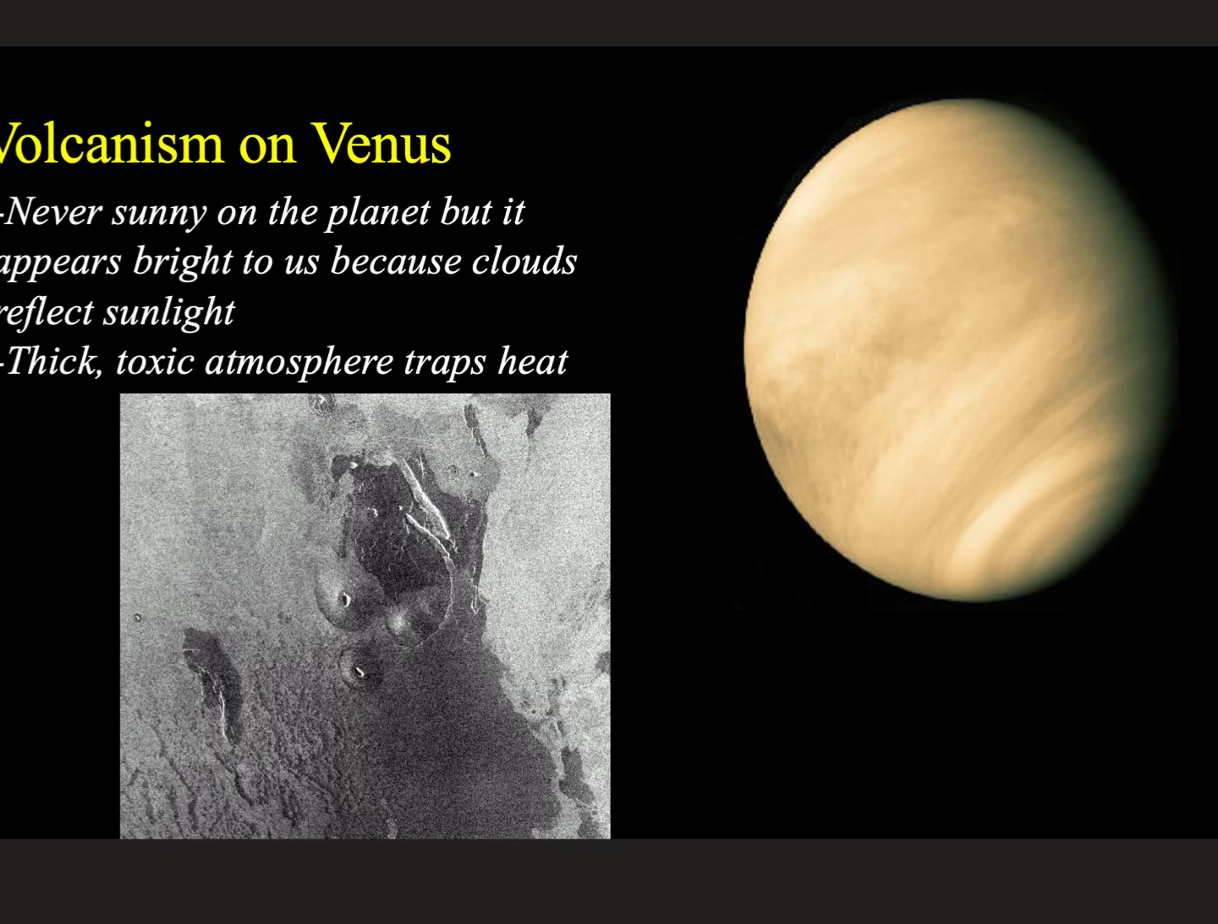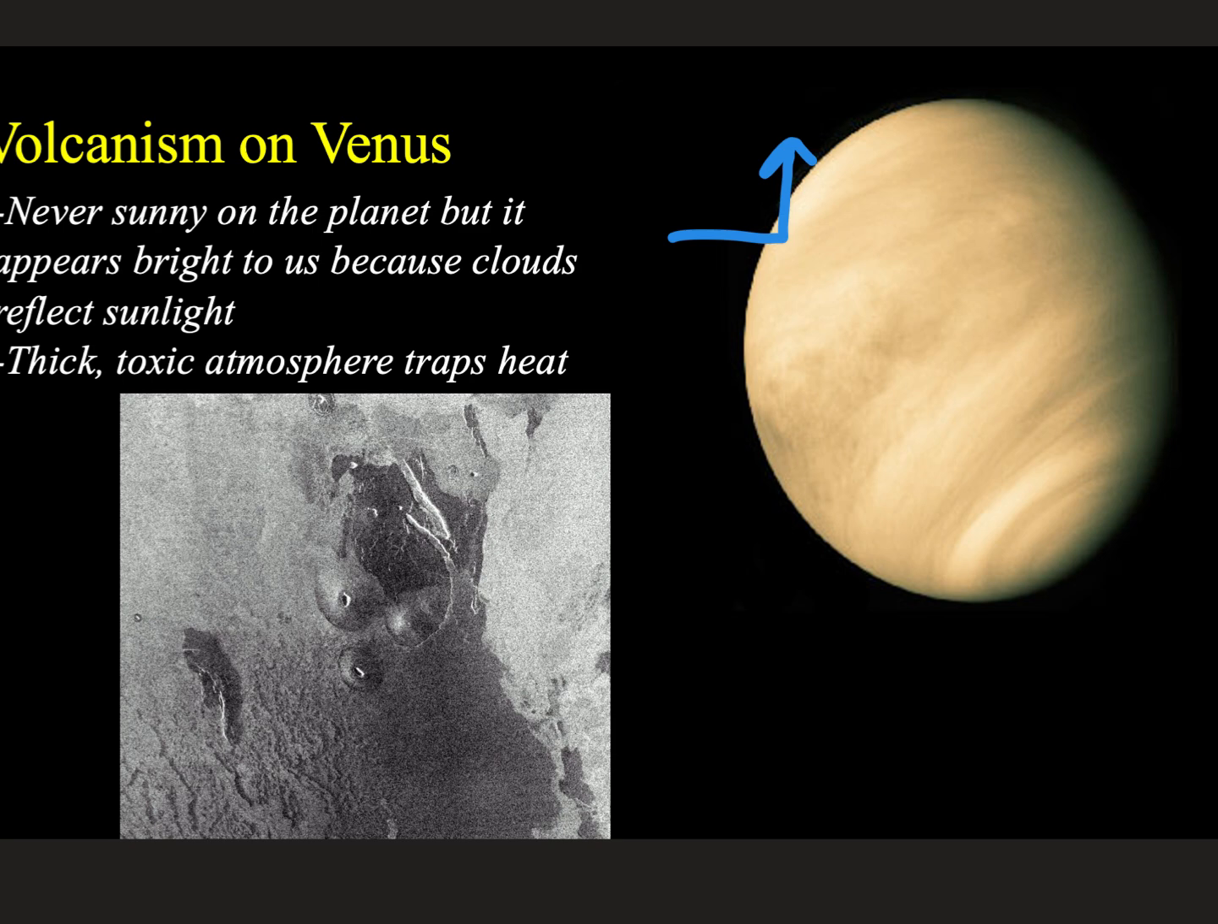If you were on Venus, you would never experience a sunny day. The clouds are so thick that sunlight does not reach the surface directly. Sunlight reflecting off of these clouds is also why Venus looks so bright to us here on Earth.